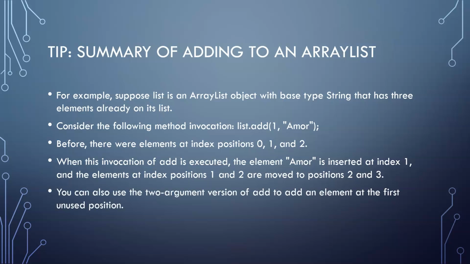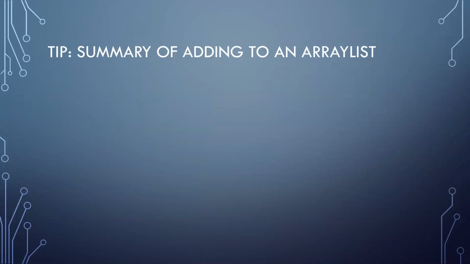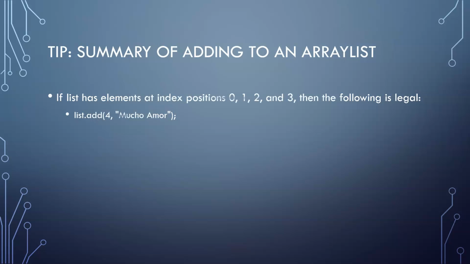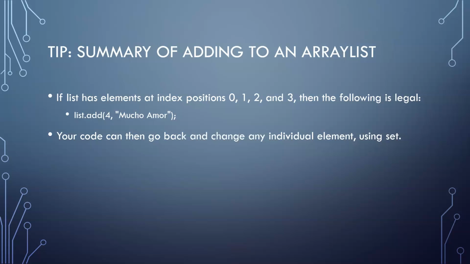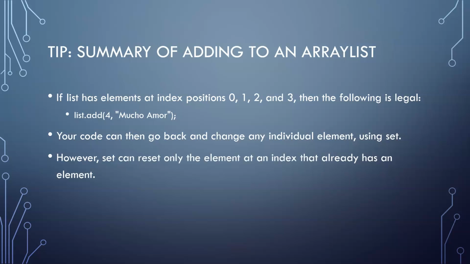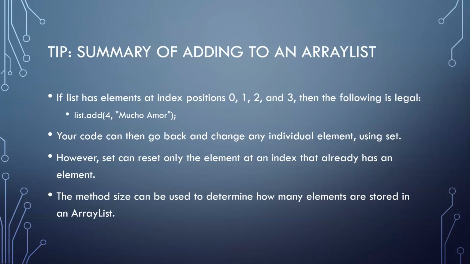You can also use the 2-argument version of add to add an element at the first unused position. If list has elements at index positions 0, 1, 2, and 3, then the following is legal: list.add(4, "mutual or more"). Your code can then go back and change any individual element using set. However, set can reset only the element at an index that already has an element. Right? It can't do it if it's not initialized. The method size can then be used to determine how many elements are stored within an array list.